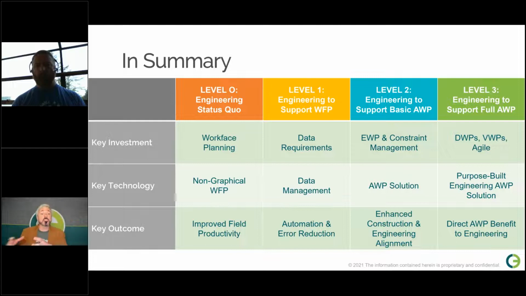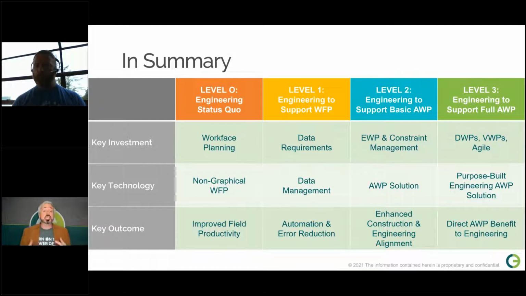When you move up to level 2 engineering to support basic AWP, now you're introducing the engineering work packages and constraint management within engineering, and that requires an AWP solution. So you can't do that with just a work-based planning tool that thinks about EWPs as a collection of drawings or a tag on drawings. It has to be a true AWP tool that understands that engineering work packages themselves are a package that needs to be properly managed. And the outcome of that when you implement that is that enhanced construction and engineering alignment. So the visibility and alignment between those two, and making sure that engineering can better support construction.